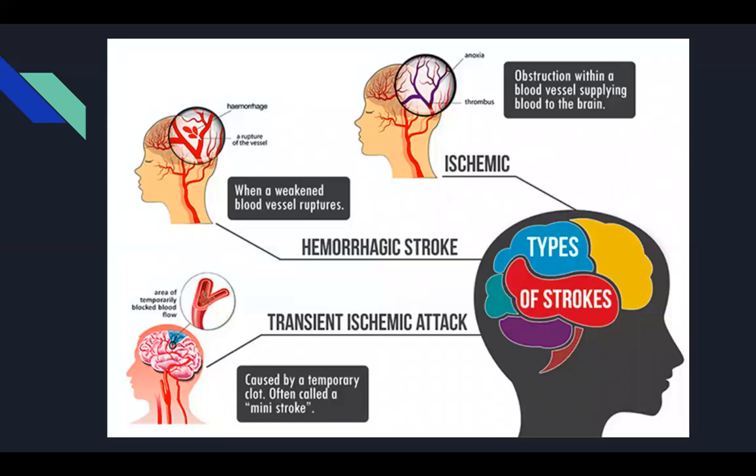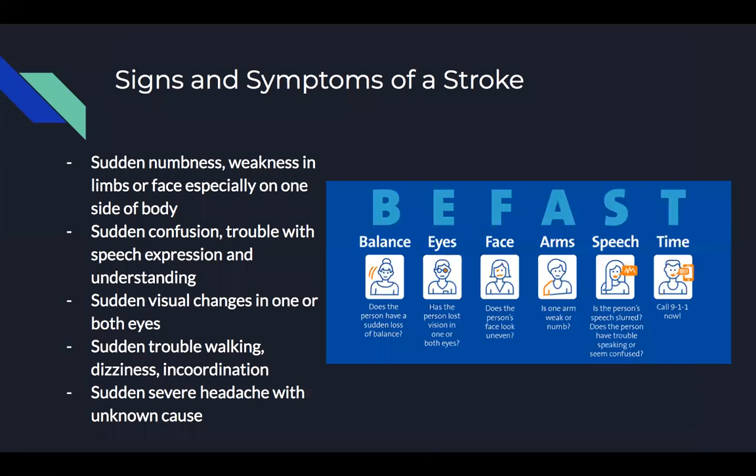This is a little graphic to show you the different types of strokes like I just went over. Ischemic is going to be the clot. Hemorrhagic is going to be that bleed. And then transient ischemic attack is going to be a temporary blockage of blood flow.